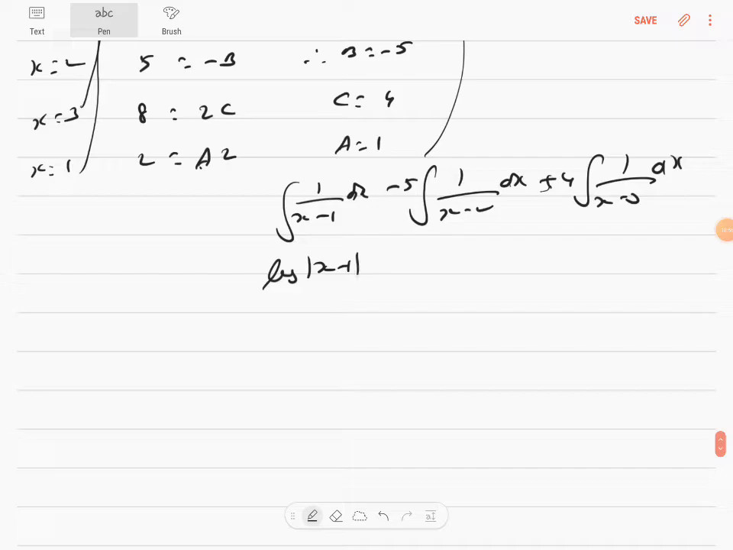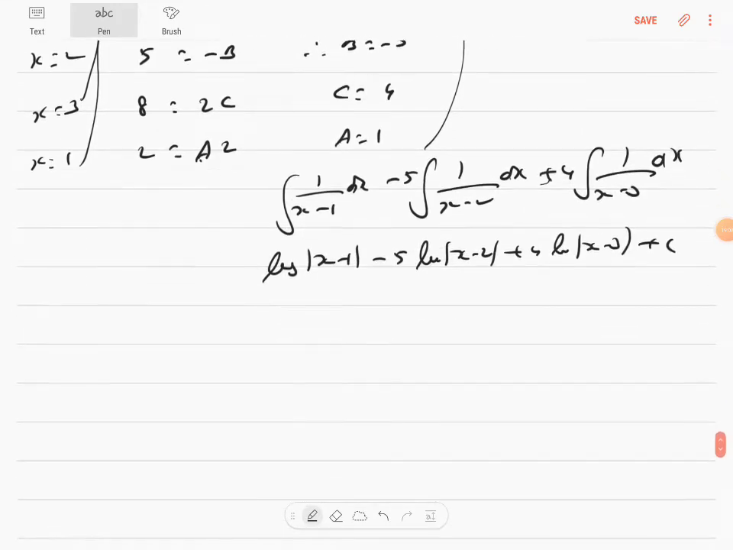which is log of mod of x minus 1, minus 5 into log of mod of x minus 2, plus 4 into log of mod of x minus 3, plus c. So that's your answer, whatever you get. Okay, so what is this? This is the third one, which is 7.5.